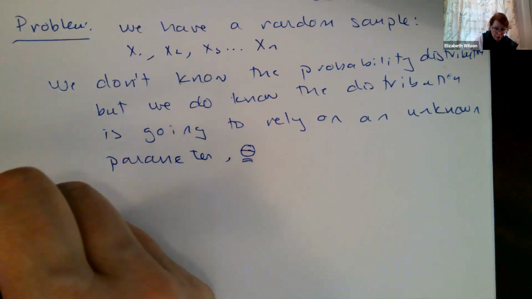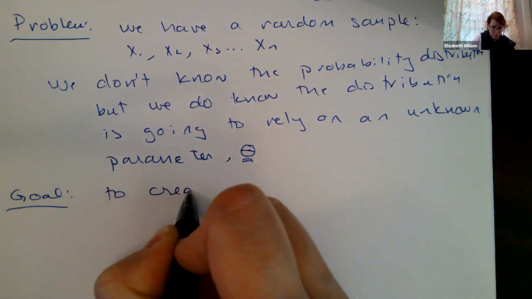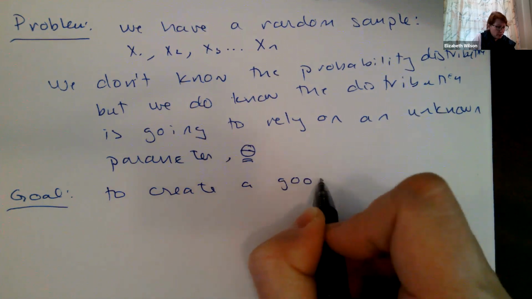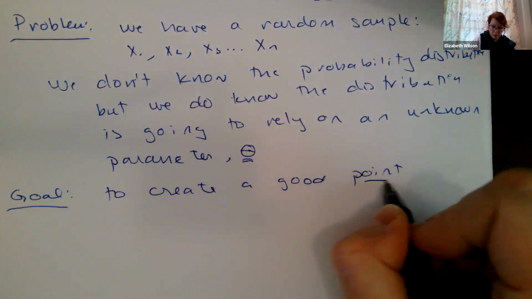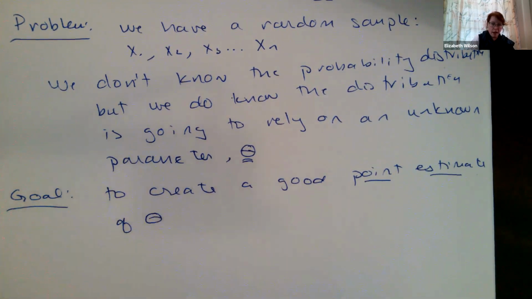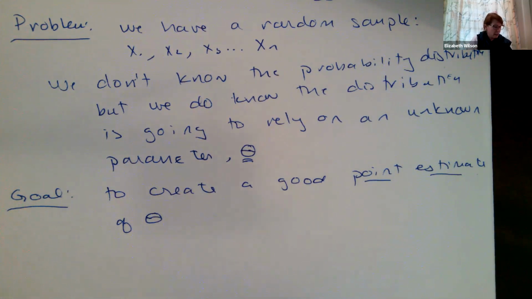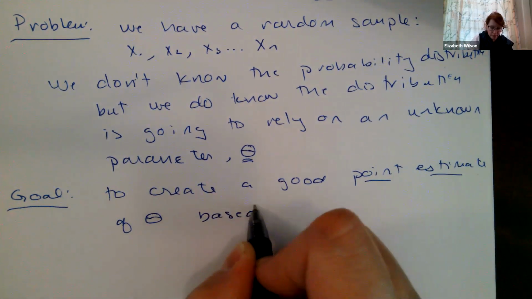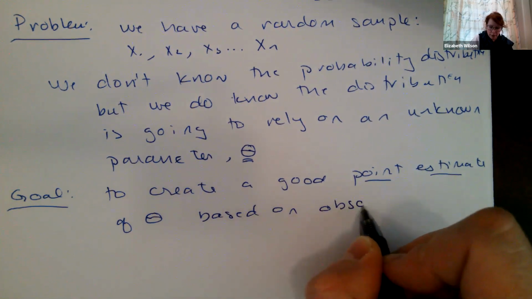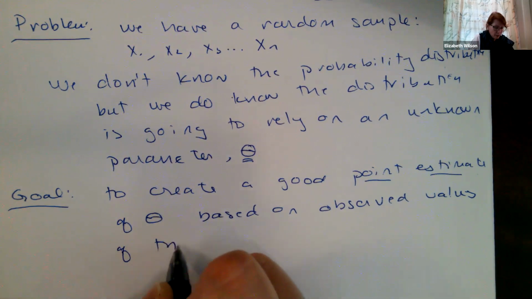So that's our problem. Now the goal here is to create a good point estimate of whatever that unknown parameter is. Is theta our mean value? Is it our standard deviation? That's the thing that we're going to be deciding, right? So we want to come up with a good point estimate of theta, based on the observed values of the random sample.